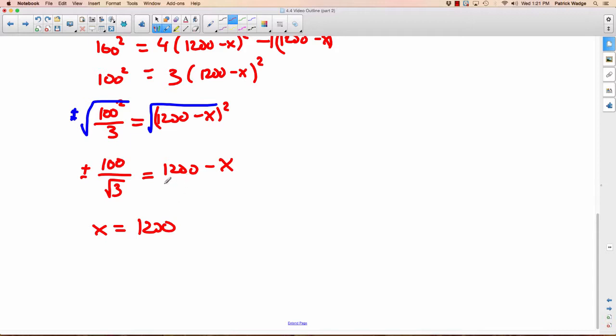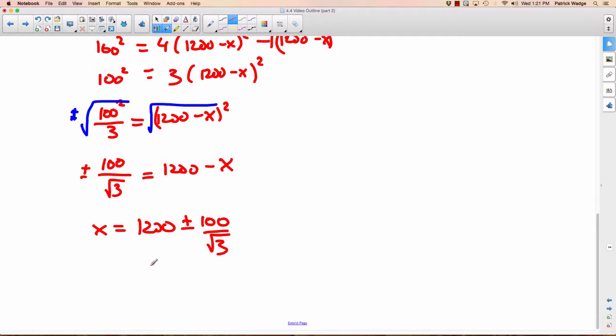Let's move this over. You know what happens when you move a plus minus to the other side? You get minus plus, which is the same as plus minus. So we get 1200 plus minus 100 over root 3. We've done it, and not a moment too soon. It's so painful, right? Now 100 over root 3 is approximately 58.